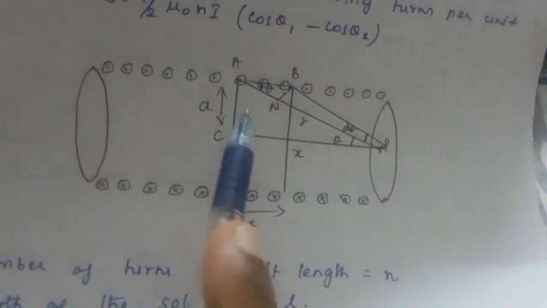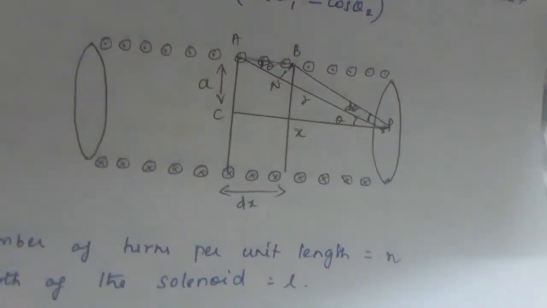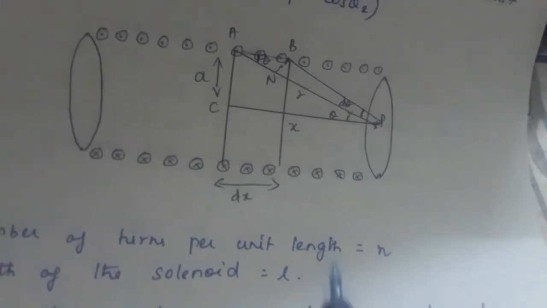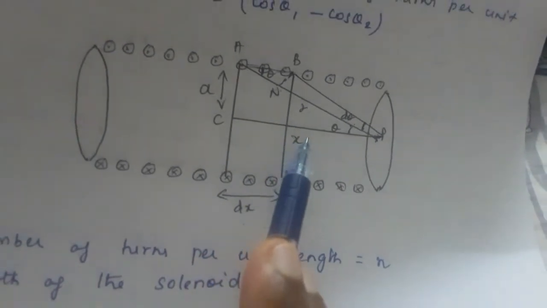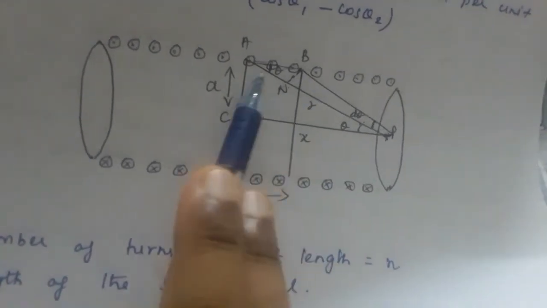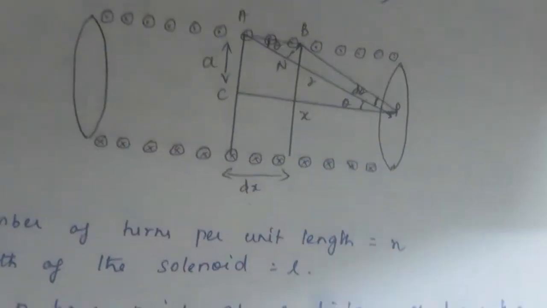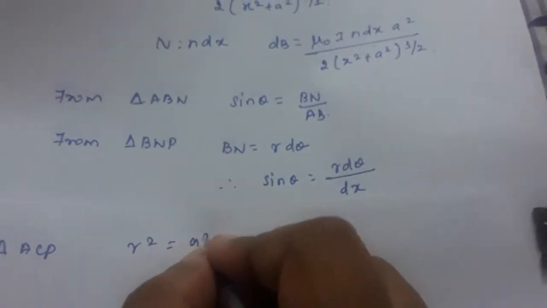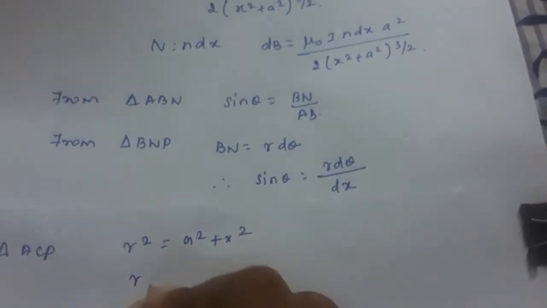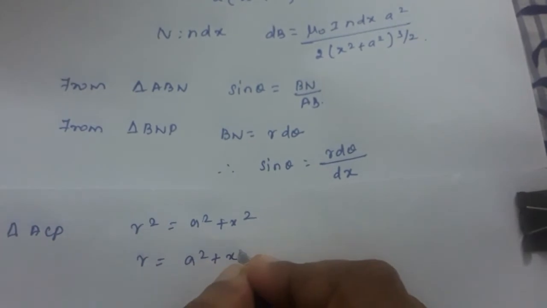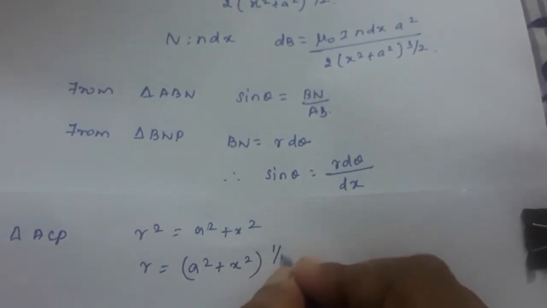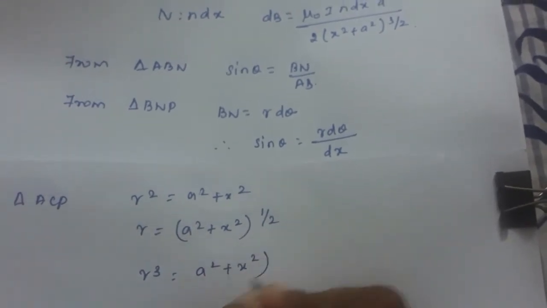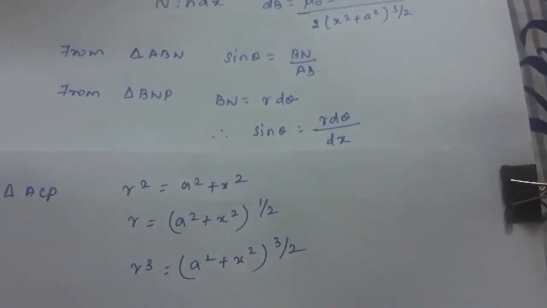Now I am going to take the next triangle ACP. In triangle ACP, R square is equal to the hypotenuse, which is a square plus x square. So R square is equal to a square plus x square. So R is equal to (a square plus x square) the whole raised to 1 by 2. So what is R cube? R cube is equal to (a square plus x square) the whole raised to 3 by 2.